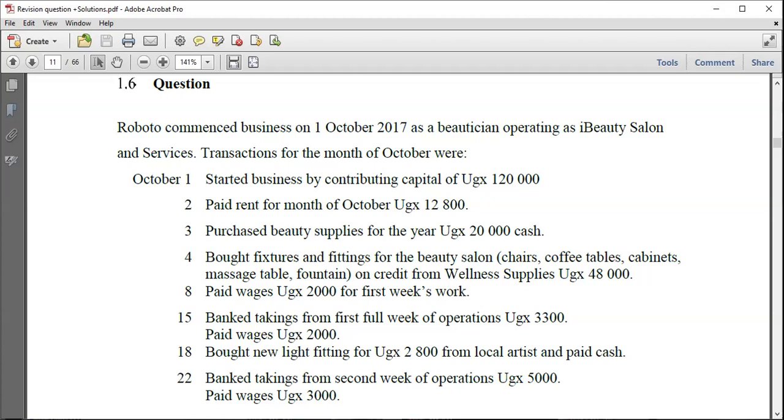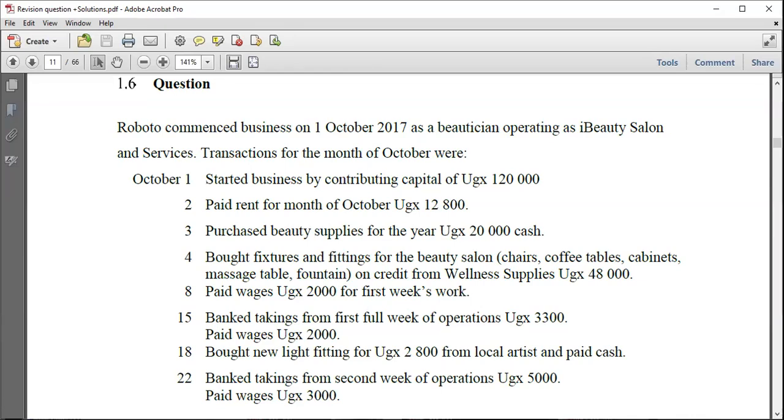So every time you read a transaction, your job is to figure out which two accounts will be affected by it, if it's a business transaction. Now, the business started by contributing capital. We are saying we have two accounts here: we have cash and we have capital.